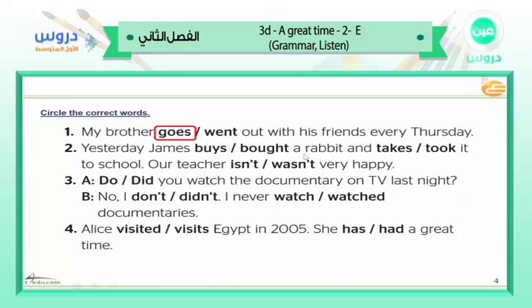Number two, yesterday James bought a rabbit. What do you think? Yesterday, in the past. Bought, exactly, it's an irregular verb. The past of buy, bought a rabbit and took it to school. We are still talking about yesterday, in the past. Took, exactly, took. Our teacher, we're still talking about yesterday, remember.